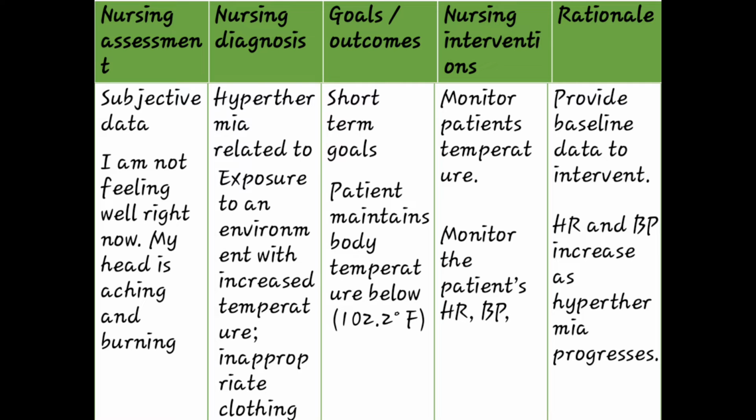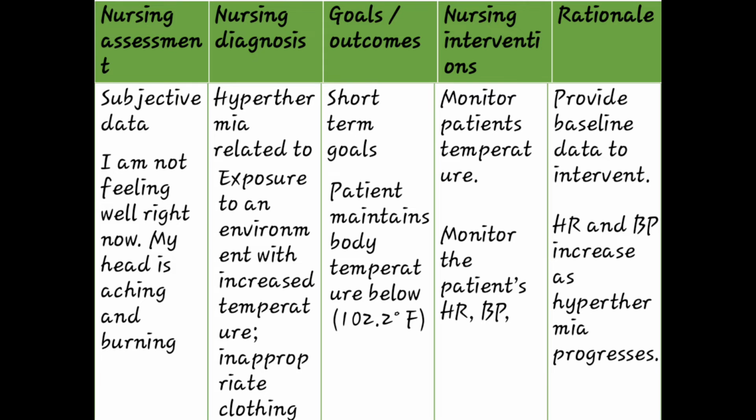Okay, so in the nursing assessment part, we have two types of assessment. First is the subjective data and second is the objective assessment. In the subjective assessment, the patient will tell you about their experience, what the patient is experiencing at that time. That is the subjective data. For example, here on the screen the patient is saying, I am not feeling well right now, my head is aching and burning. Whatever the patient is saying about their health condition, we can write it here in the subjective data.